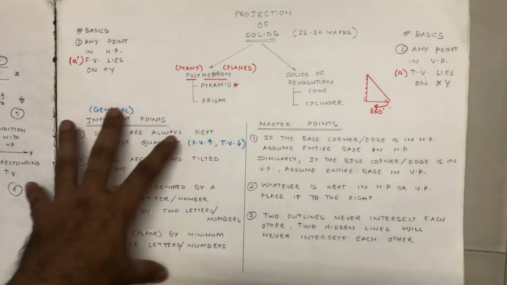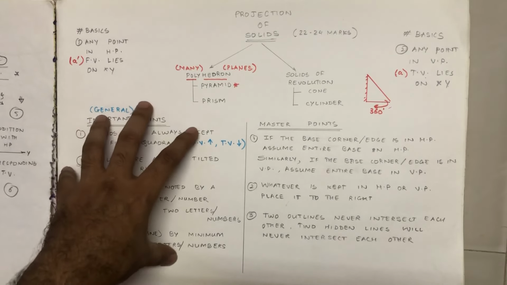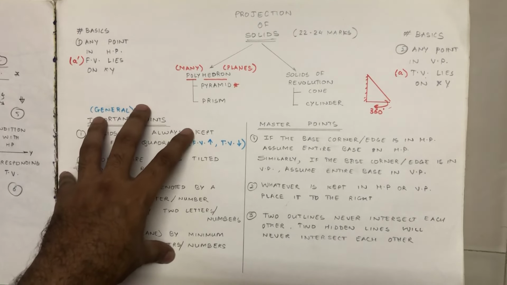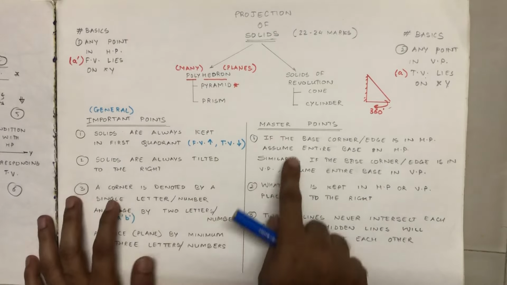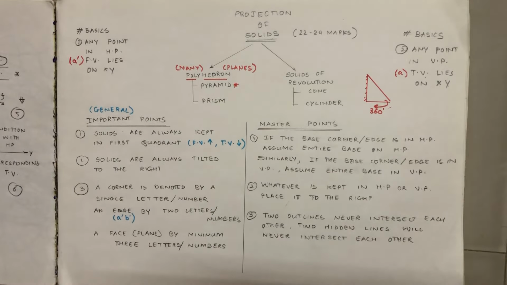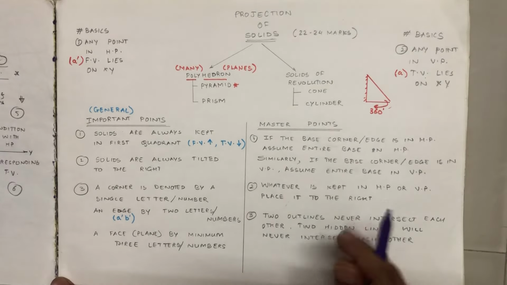Now, these are your general points. They will always come in any problem. They will help you with the problem. Now we need to solve the problem. For solving the problem, we have something called the master points. Now these are extremely important. Learn these points by heart. I'll tell you how to use them in an actual problem.